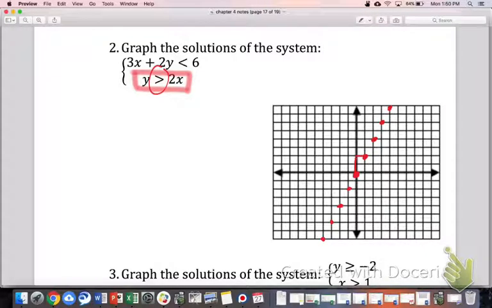0, 0, right? So x is 0, y is 0. Why is 0, 0 not going to help us here? Because it's on the line. It's right on the line. So, Ashley, do you have a suggestion as to what we could plug in?